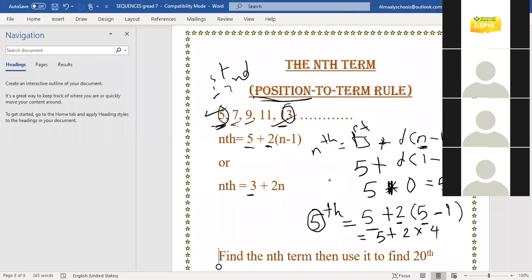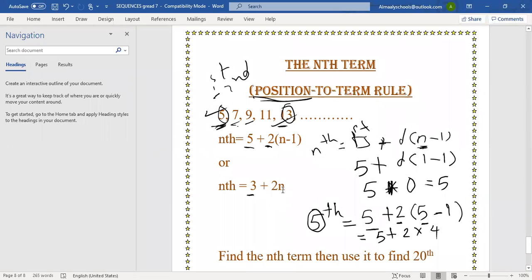What is this 3, my sons? It is the 0 term. Excellent. And now 2, what is 2? 2 is the constant difference. Very good. Multiply n, only n. So the nth term equals, please pay attention, the 0 term plus the constant difference multiply n.